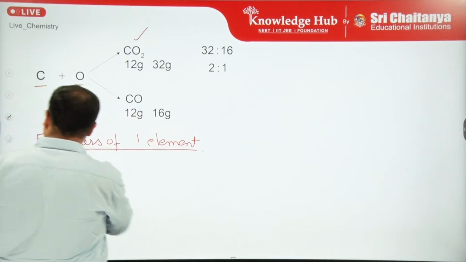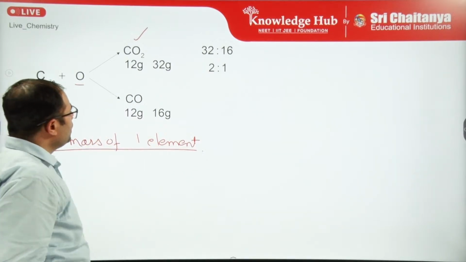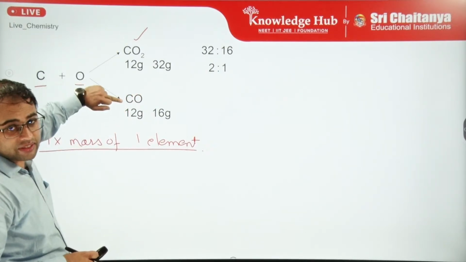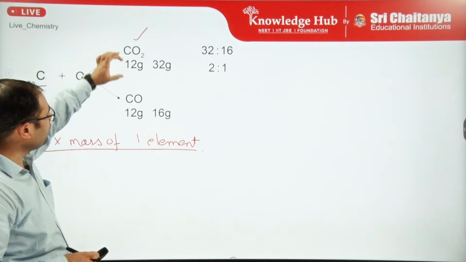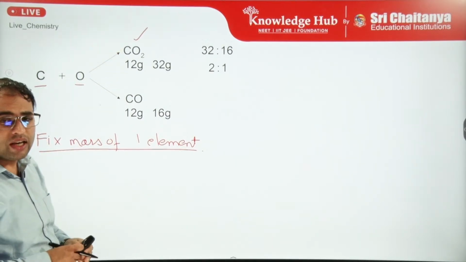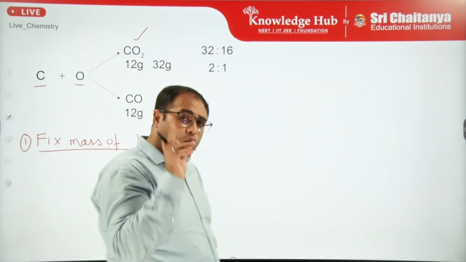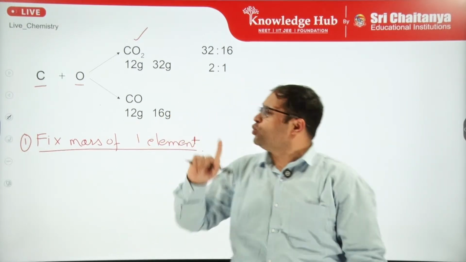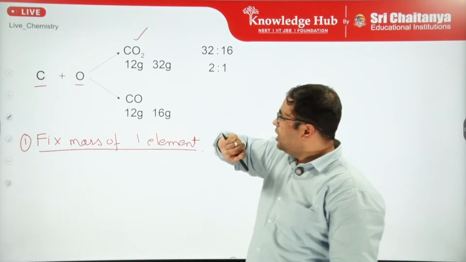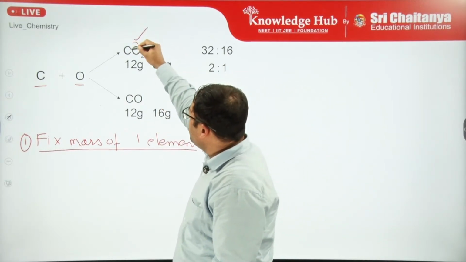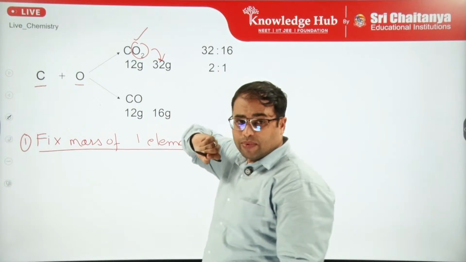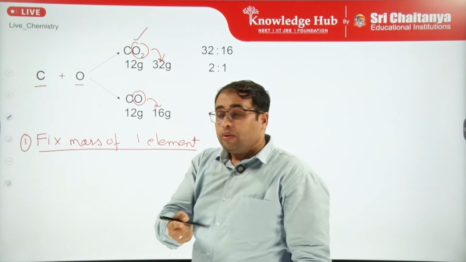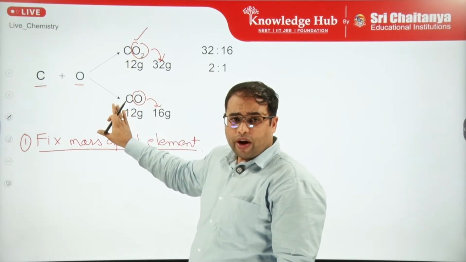You have to fix the mass of one element. Like here it is already fixed. You can see the mass of carbon is fixed, correct? Here carbon is 12 grams. Here also carbon is 12 grams. Now after the mass of one element is fixed, shift your focus to the other element. You can see O2 is here. O2 mass is 32 grams. Oxygen's mass here is 16. Now this is a fixed mass of one element.